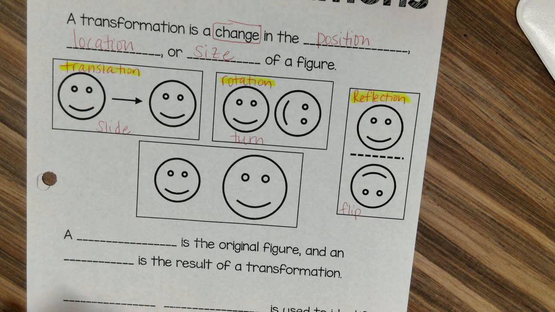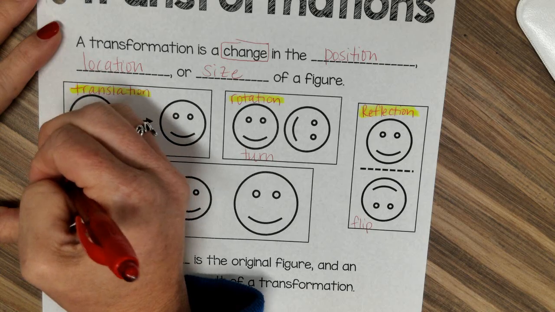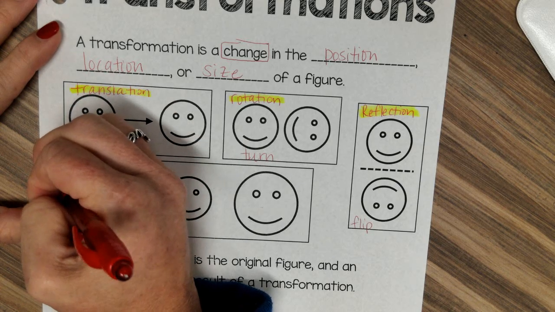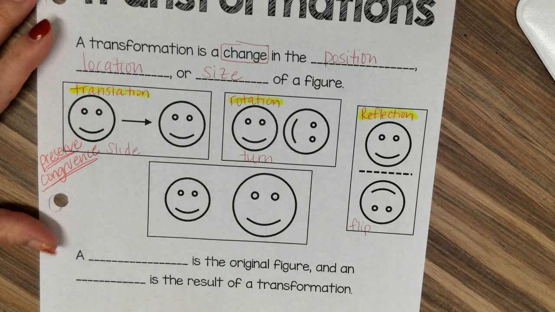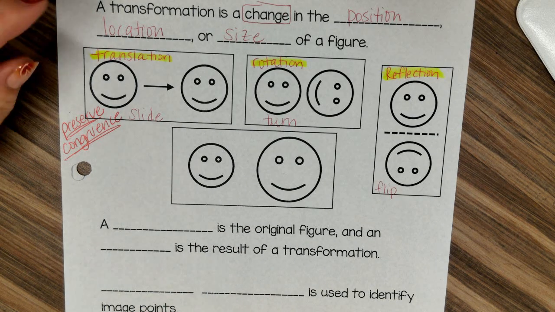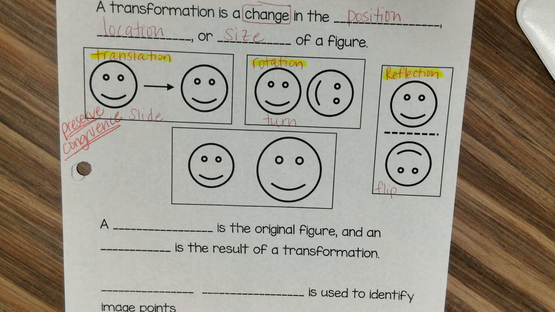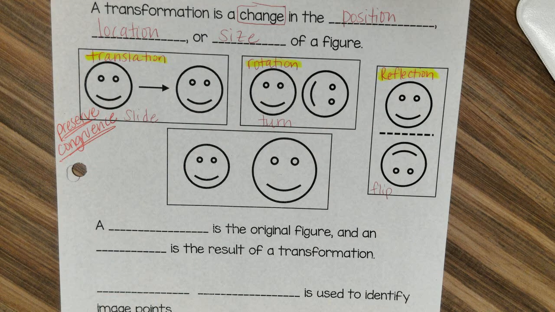So these 3 right here, they do what's called preserve, write it down, congruence. That is the fancy vocabulary word that the STAR test likes to use. They preserve congruence. Preserve means to keep, and congruence means exactly the same. So these 3 transformations preserve congruence.